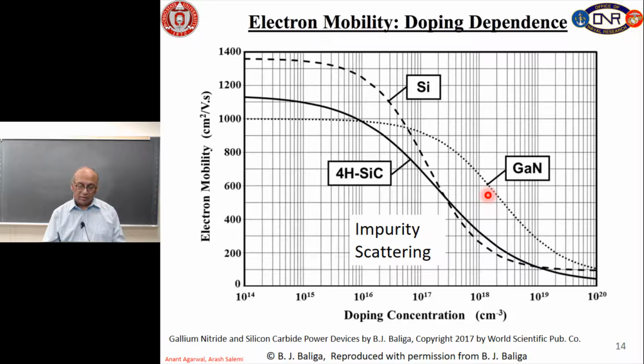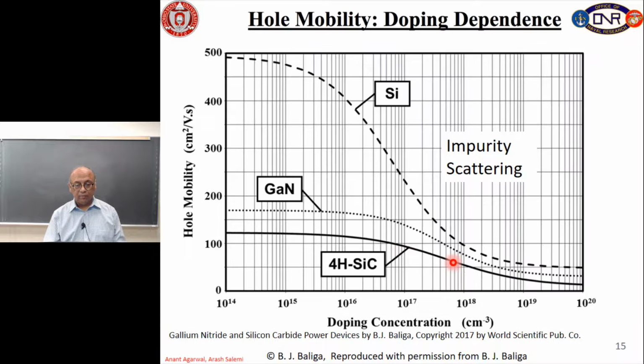So these are a combination of calculated and measured values. Again, the data has been taken from the book by Professor Baliga cited below. And same thing for holes. We can see the hole has always a higher effective mass than electrons in silicon, gallium nitride, and 4H silicon carbide. So the hole mobility is always less than the electron mobility.